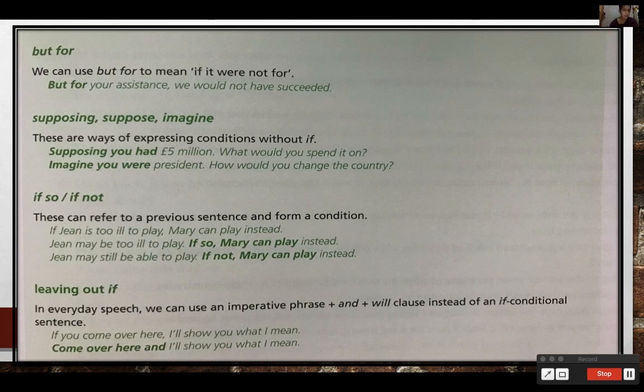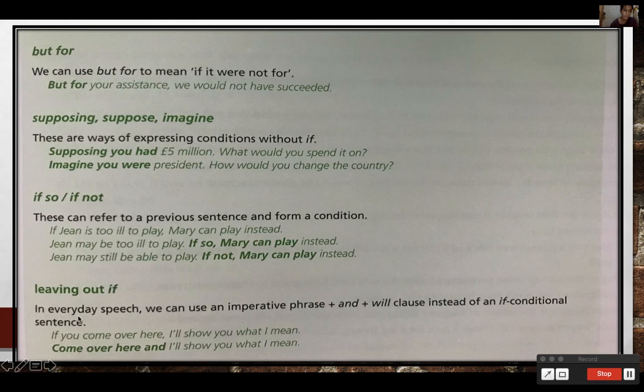Then we have if so or if not. This can refer to a previous sentence and form a condition. An example. If Jane is too ill to play, Mary can play instead. Now, Jane may be too ill to play. If so, Mary can play instead. Jane may still be able to play. If not, Mary can play instead. Dice, Jen podrá estar capacitada para jugar, si no, Mary podrá jugar en su lugar. Jane may be too ill to play, if so, Mary can play instead. Si Jen está muy enferma para jugar, entonces Mary podría jugar en su lugar.